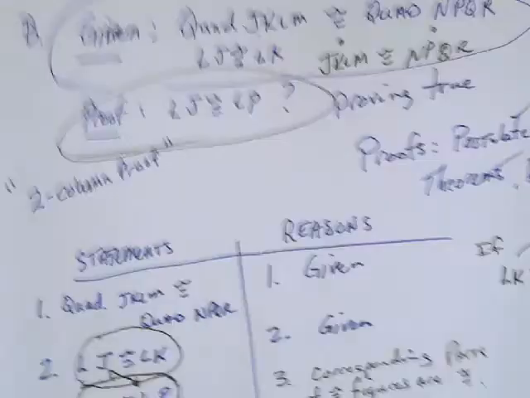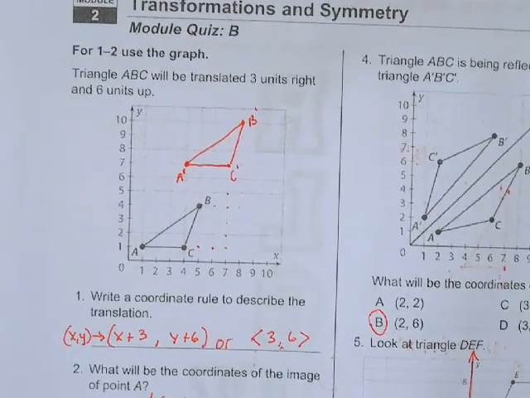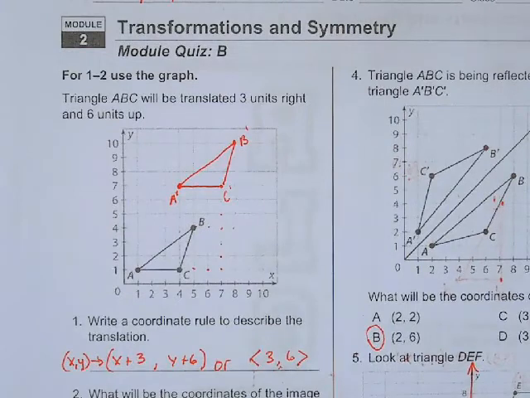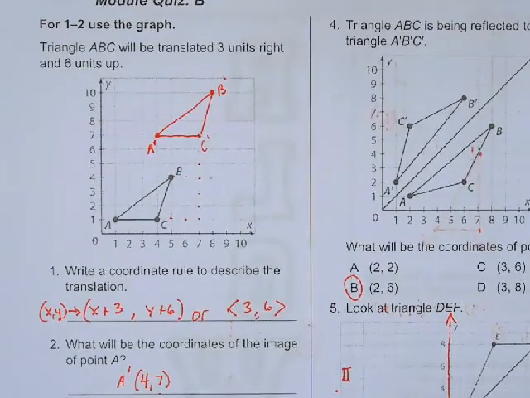Okay, so let's take a look at this. Here's the key. All right, number one. Number one says triangle ABC will be translated 2 units to the right, 6 units up.